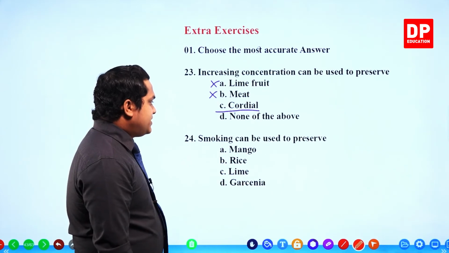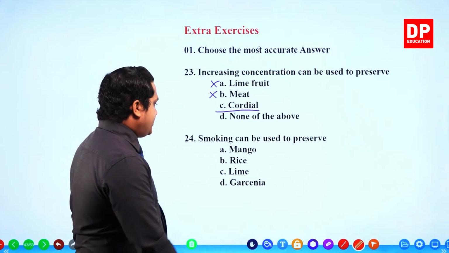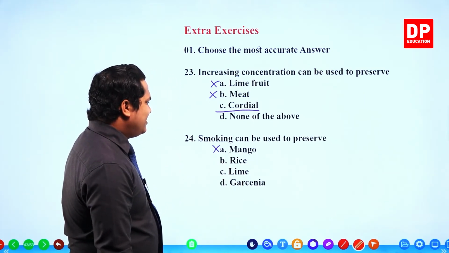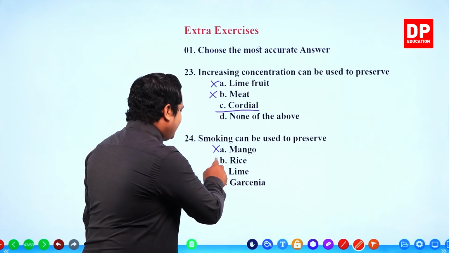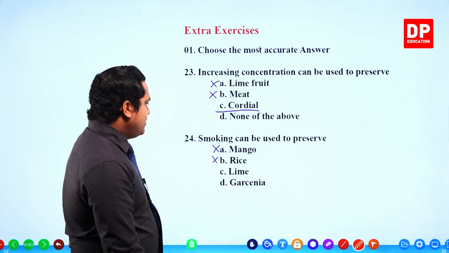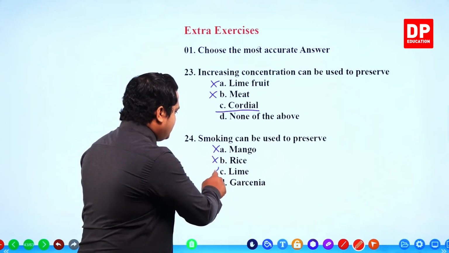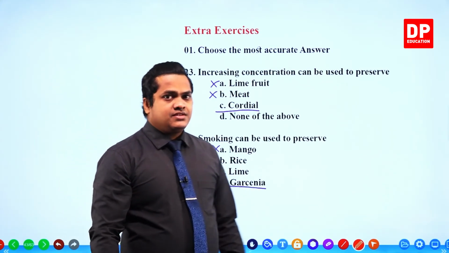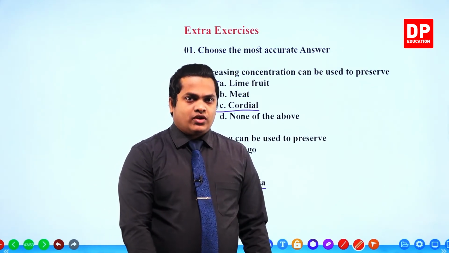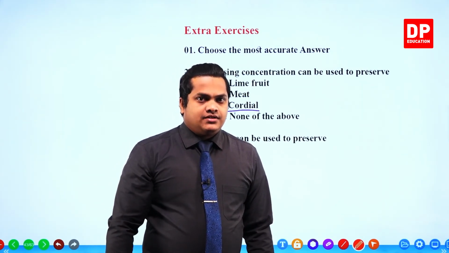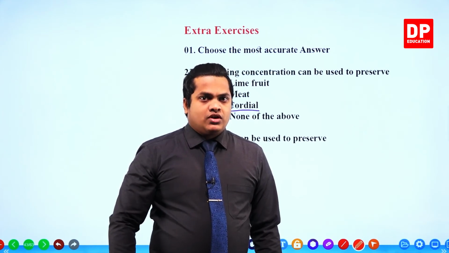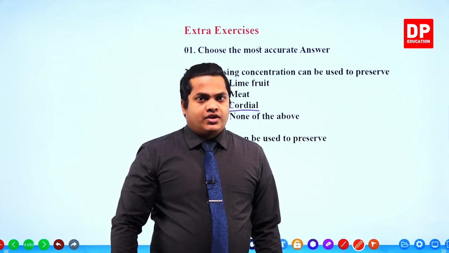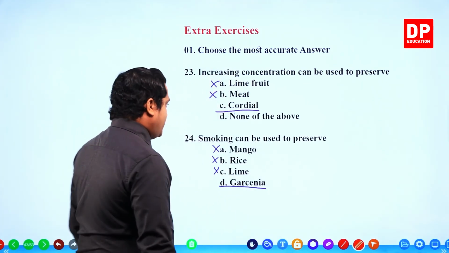Smoking can be used to preserve mango. Incorrect. Mango is incorrect. Rice, once again incorrect. Lime, again incorrect. But Garcinia can. Garcinia, in Sinhala, we refer to as Goraka. So we can smoke it and preserve it through the drying process. Okay, right, then we'll move on to the next question.